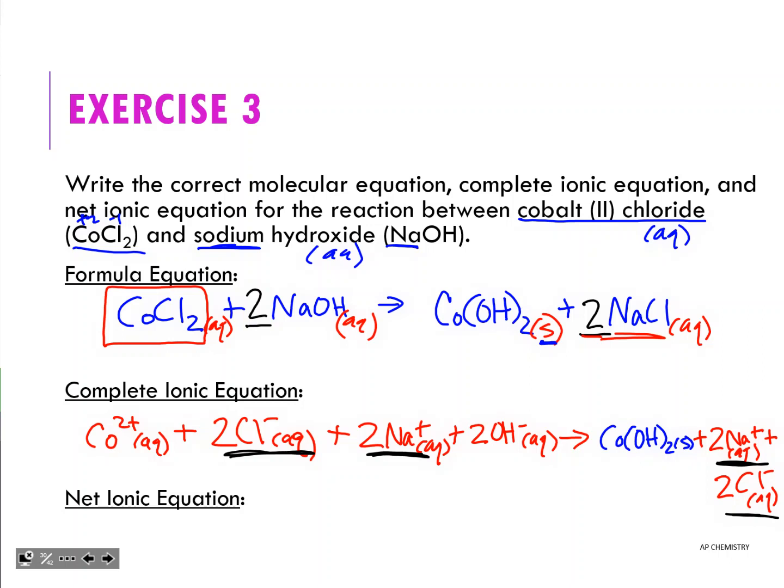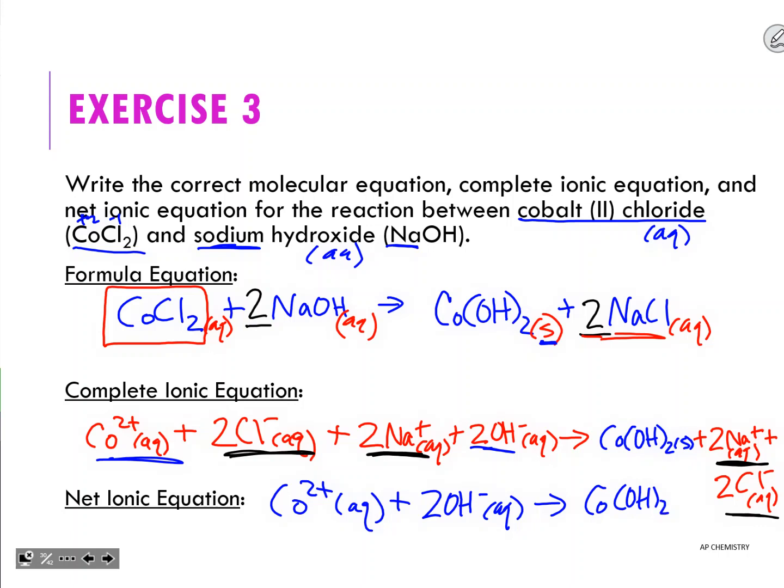And our net ionic equation will just be the cobalt plus the 2 hydroxides. That's going to give us the cobalt 2 hydroxide solid. Now this is why these problems are very long, because you have to do the complete ionic and then go to the net, cancel out, or mentally cancel out your spectators to write your net ionic equation.